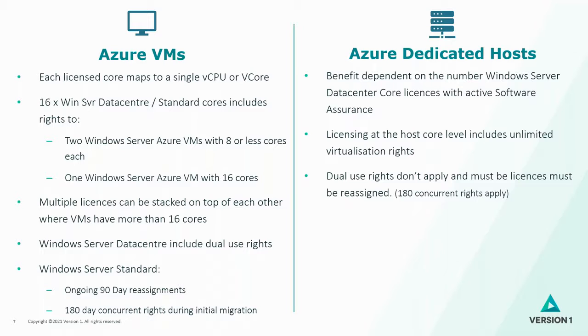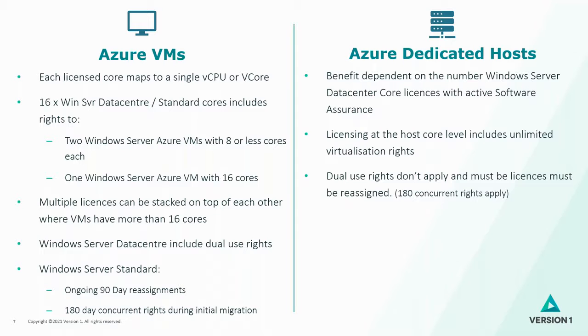Windows Server Standard is slightly different. The Windows Server Standard licensing terms state that you can either run the software on-premise or in the cloud. Now, what that looks like is that you've got a couple of caveats in there. So for example, if you move it to Azure, you've got 180 days of concurrent use rights. So during that initial migration period, you can run that software in both environments, so in Azure or on premise.